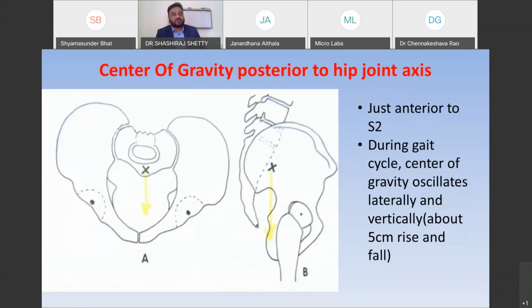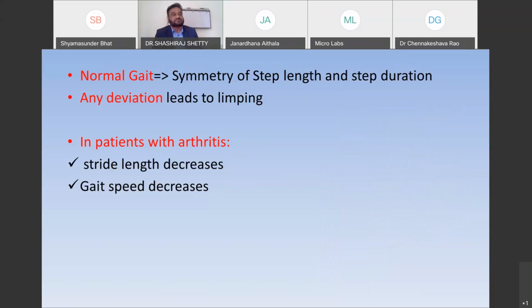Now we are talking about the center of gravity. Center of gravity is anterior to S2 and it is behind the hip joint. During the gait cycle, center of gravity oscillates laterally and vertically, about a centimeter rise and fall. Normal gait has symmetry of step length and symmetry of step duration. Any deviation in this leads to limping. In a patient with arthritis, stride length decreases and gait speed decreases.